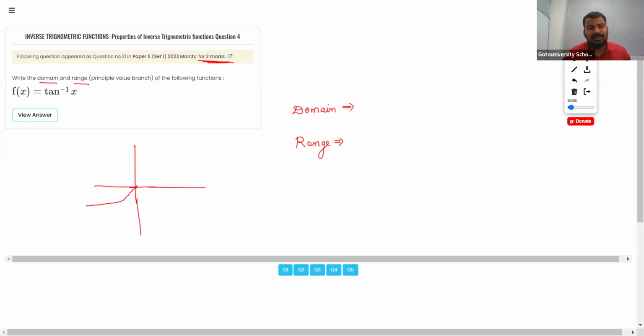This is how the setup was, isn't it? So the domain is what? The domain is going to be R. What is the range? The range is going to be from this dotted line to this dotted line. What is it? Minus pi by 2 to pi by 2. But you have to be very careful. Those are not included, so you have to put in a normal bracket.